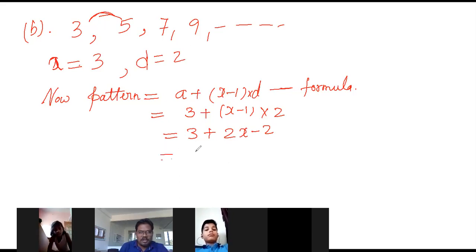Okay, so now look here. This is clear to you, everyone. 2 is multiplied with X. 2 with the minus sign is multiplied with 1. So we get here 3 plus 2X, and 3 minus 2.